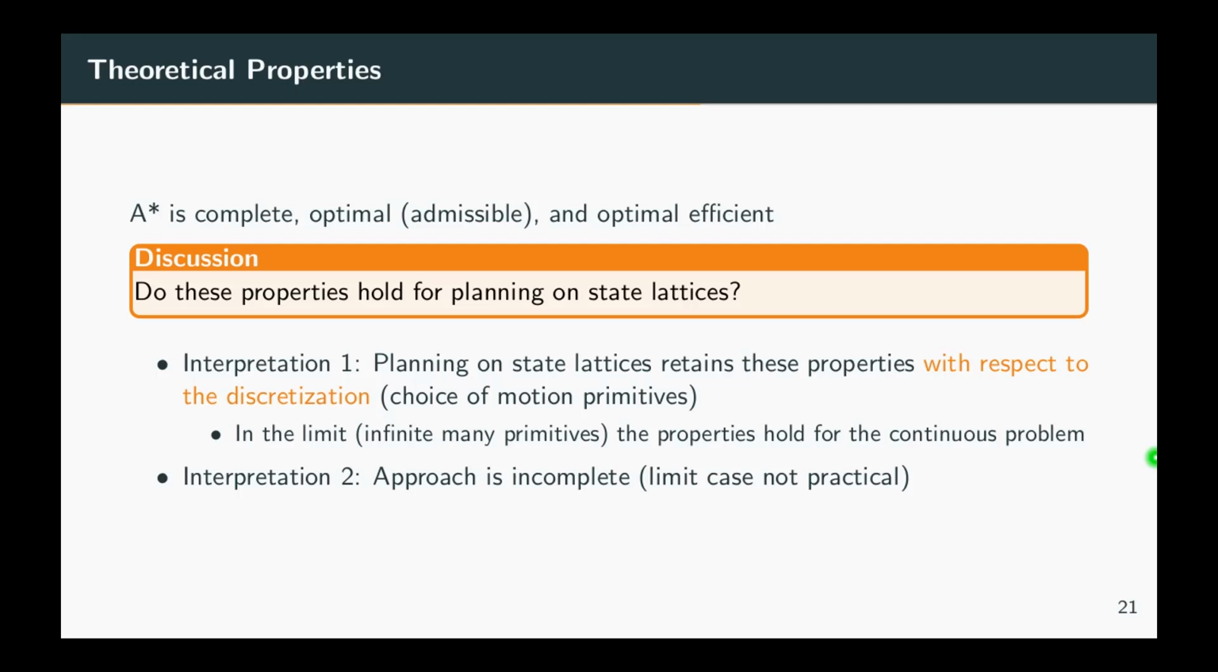The second interpretation is, because the limit case is completely impractical, the approach itself is incomplete, right? We can prove that very easily by constructing an example with motion primitives where we cannot find a solution. For example, a narrow corridor, where we have primitives that are not able to go into the narrow corridor because of the state lattice discretization. So if you have only motion primitives that go every 8 meters, but you have a corridor that's exactly like 4 meters, you will never be able to go through.